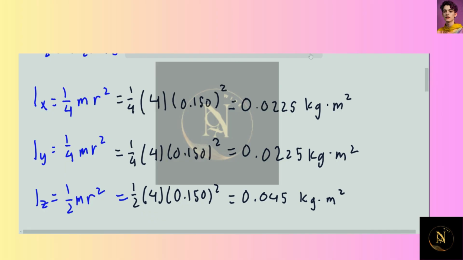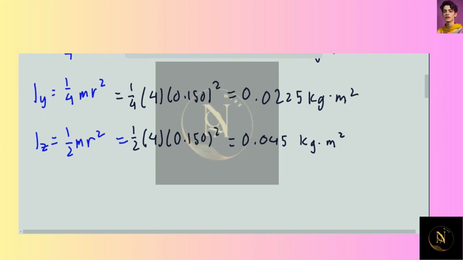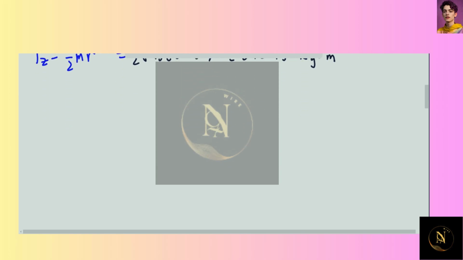So we can now write the formula for the angular momentum about the point C on the disk. So this is equal to I of x times omega x i plus I of y times omega y j plus I of z times omega z k.